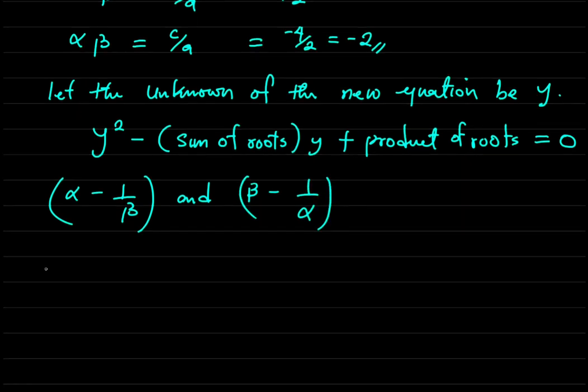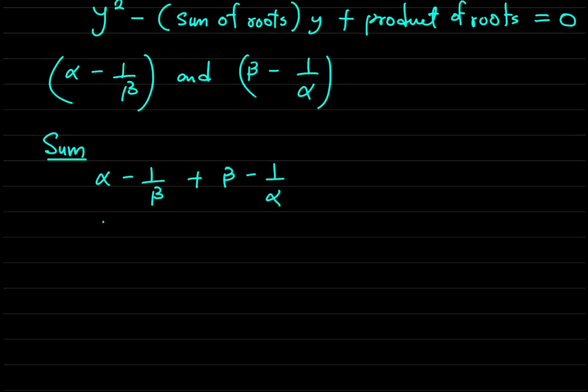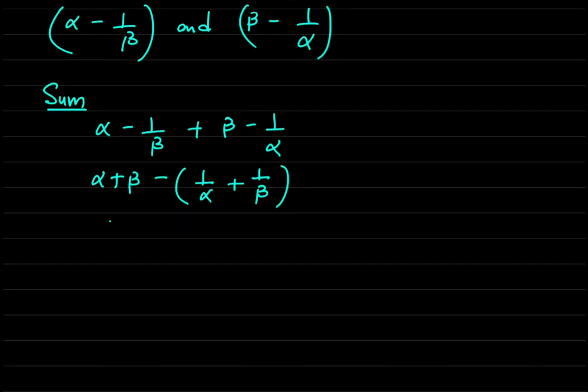So all I need to do is to go back and get the sum. Let me get the sum now. The sum is going to be alpha minus 1 over beta plus beta minus 1 over alpha. Now this is going to be alpha plus beta. I'm rearranging it now. Minus 1 over alpha plus 1 over beta. This is alpha plus beta. Then minus, of course, I'm going to have an LCM of alpha beta, so that's going to be beta plus alpha. You see, I'm done with this.